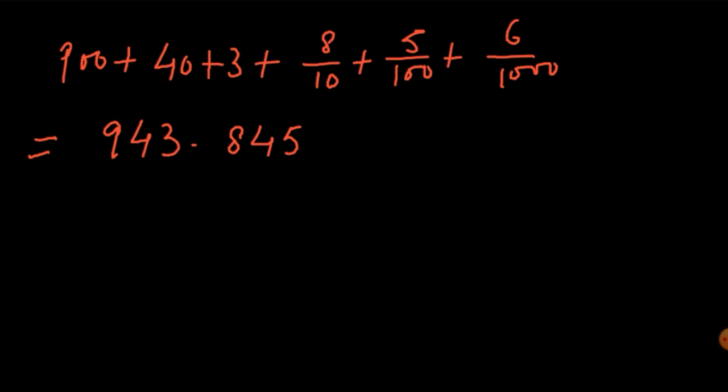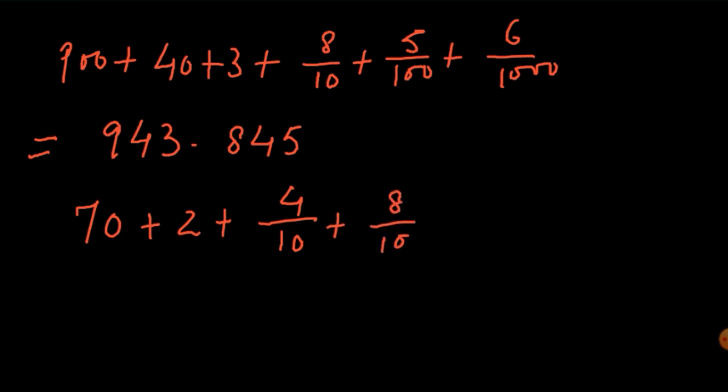It's quite easy. Let us take one more example. Suppose I have written 70 plus 2 plus 4 upon 10 plus 8 upon 1000. Now check it carefully. This is 70 plus 2, so 72 is here. The decimal part starts from here, so we will write the decimal point. Now 10 is here, but something is missing here.